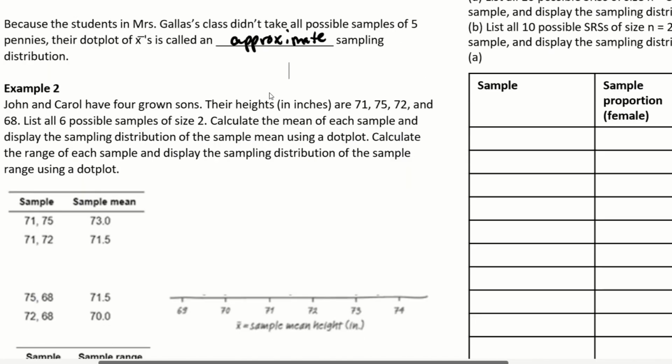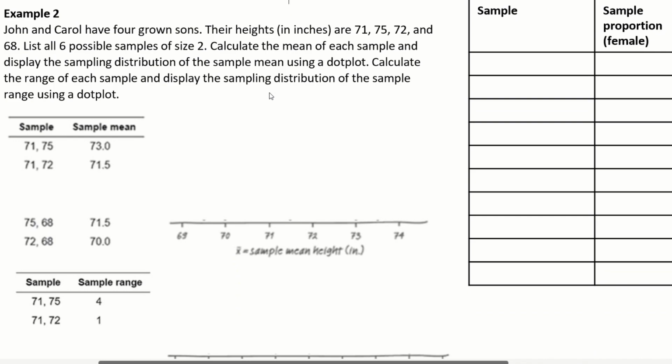Example 2: John and Carol have 4 grown sons. Their heights in inches are 71, 75, 72, and 68 inches. List all 6 possible samples of size 2. Calculate the mean of each sample and display the sampling distribution of the sample mean using a dot plot. Calculate the range of each sample and display the sampling distribution of the sample range using a dot plot. We have 2 parts here, so first let's do the mean and then we'll do the range.